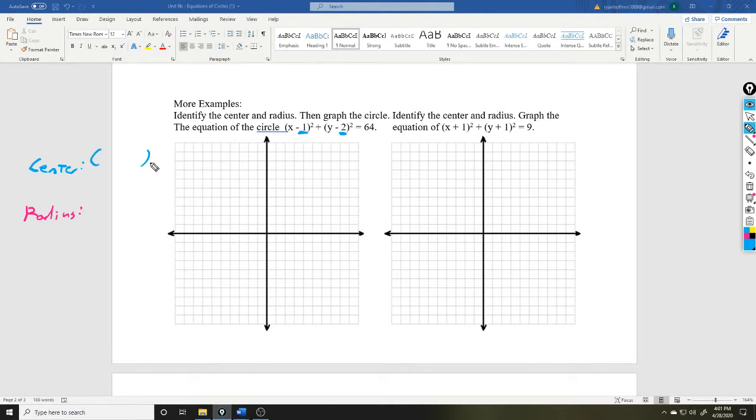Oh, there's our center, 1 and 2. Remember, the signs get switched. So we're subtracting positive 1, we're subtracting a positive 2. Subtracting 1, so 1 is our x-coordinate. We're subtracting 2, so 2 is our y-coordinate. 1, 2, there's our center.